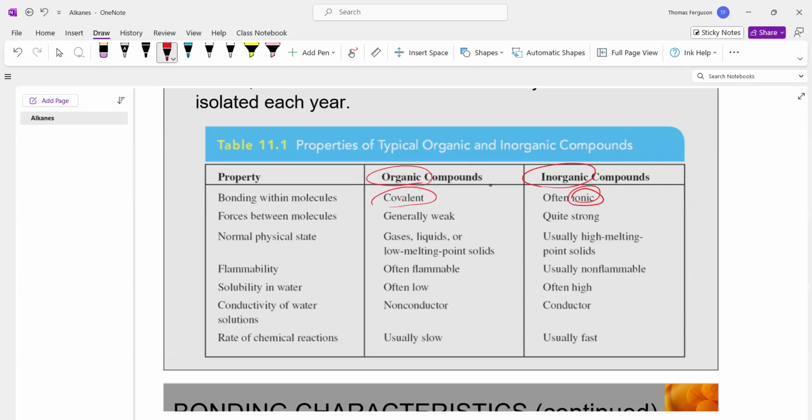Forces between the molecules tend to be weak. That means they have very low boiling points as opposed to inorganic compounds. For example, methane gas boils at like minus 60 degrees Celsius. Sodium chloride boils at 2800 degrees. Very different.